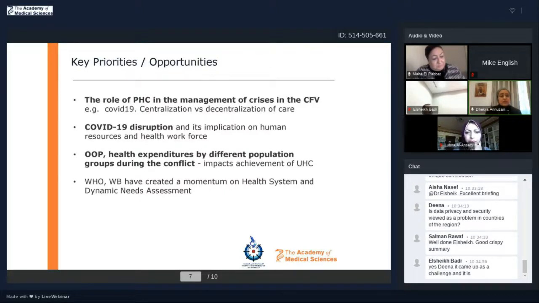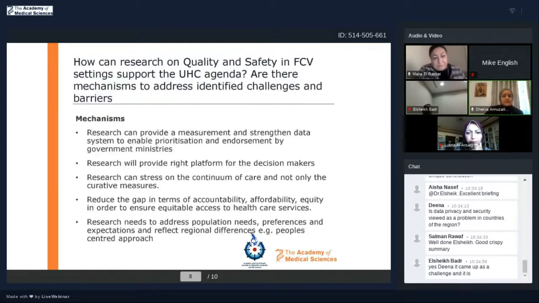COVID-19 disruption has implications for human resources and the health workforce, also the death of health workforce and the diversion of their work. The out-of-pocket health expenditures by different population groups during the conflict are impacting the achievement of UHC. The World Bank and WHO have created a momentum on health system and dynamic needs assessment, and this is also a lesson to learn and to continue in such a manner. Next, please.